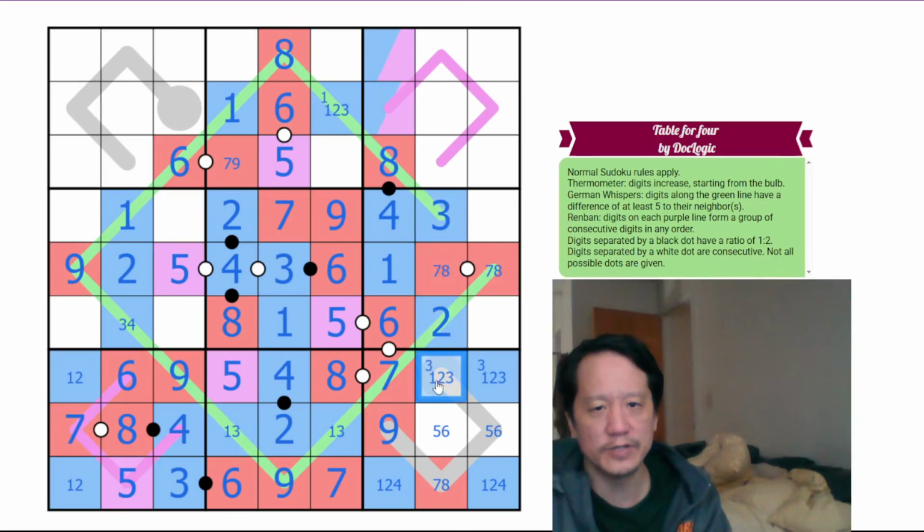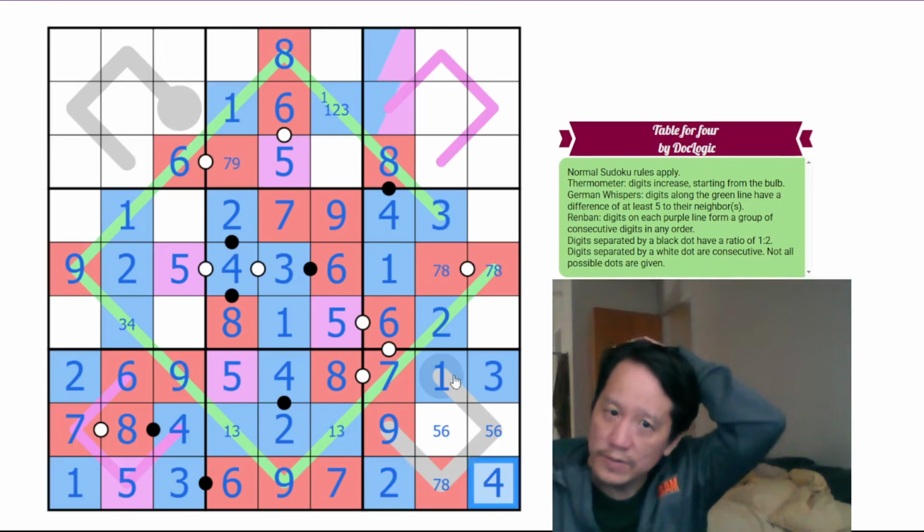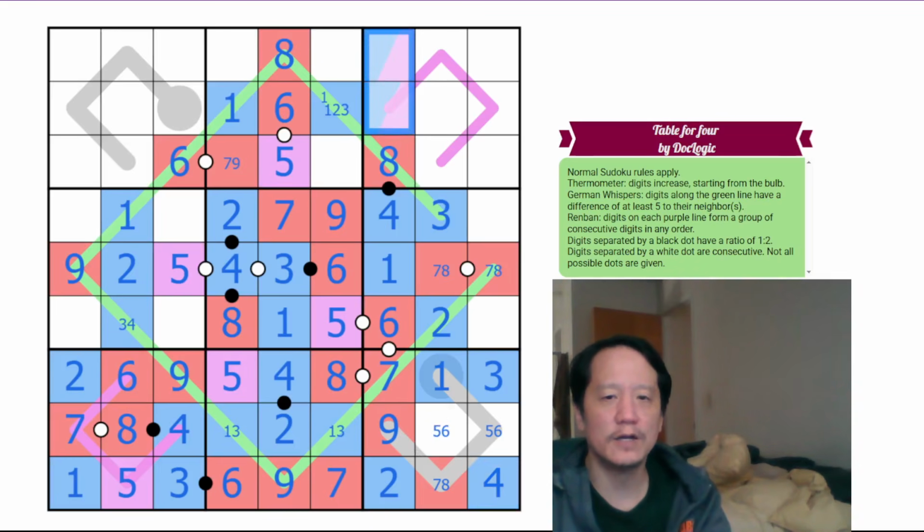2 and 3 eliminate 2 and 3 here, so it's 1, which makes this can't be 1, it's 2. This can't be 1 or 2, it's 3. 2 eliminates 2 here, so that's 1. So there's no 1 or 4 here. This is 2, which means this can't be 1 or 2, it's 4. That leaves the remaining digits in column 7 as 3 and 5.